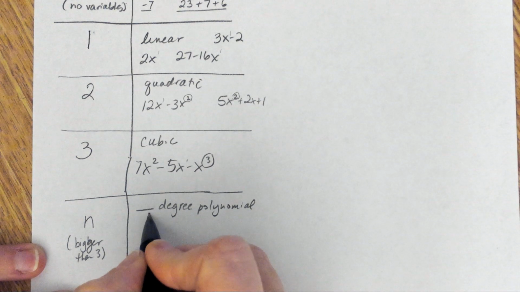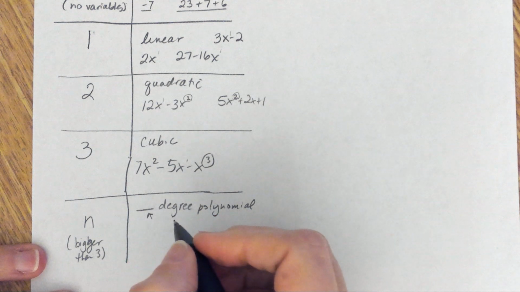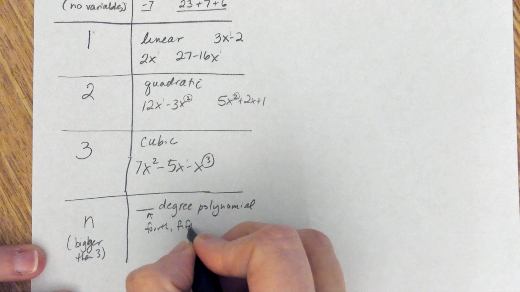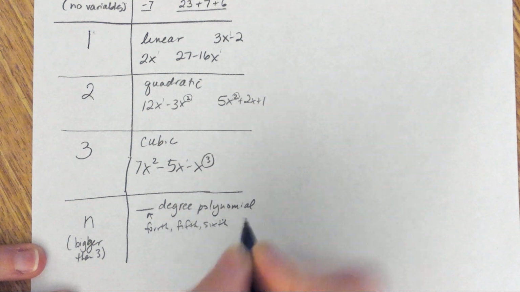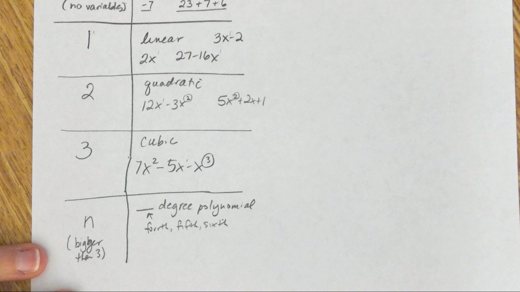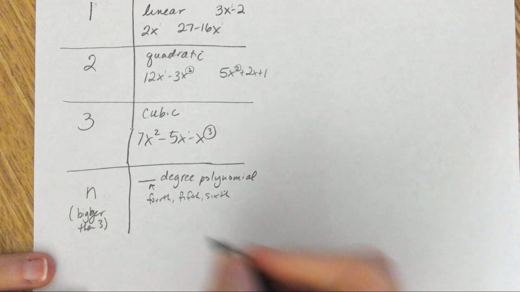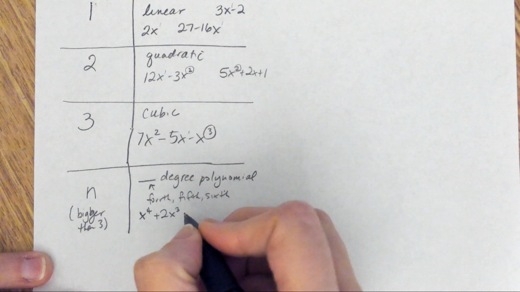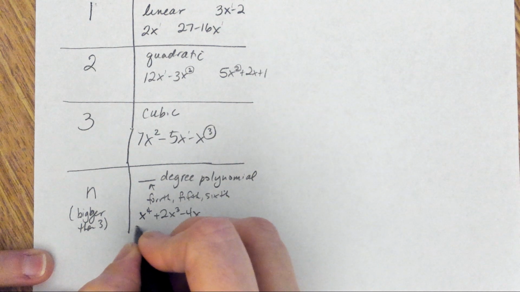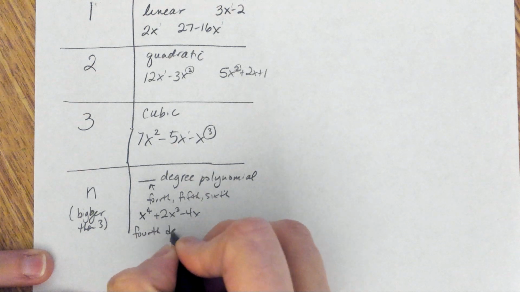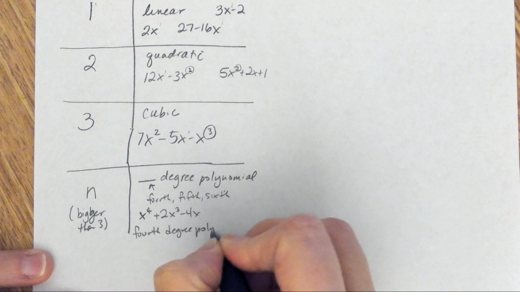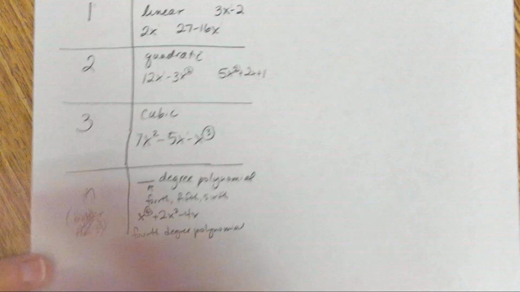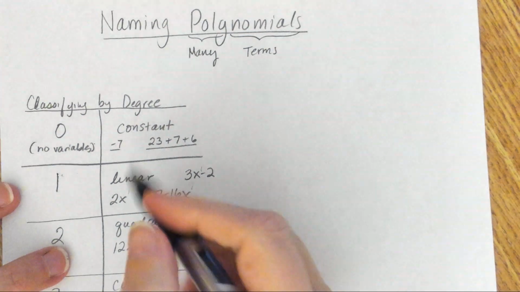This is going to be like 4th or 5th or 6th, and that number is going to be based on what the exponent is. So for example, let's say we have x to the 4th plus 2x to the 3rd minus 4x. This is a 4th degree polynomial because the biggest exponent I see is 4. So that's the first name. This, by degree, is its first name.